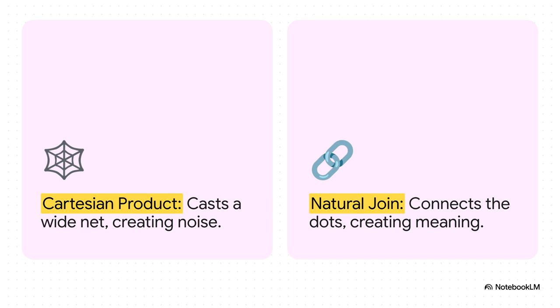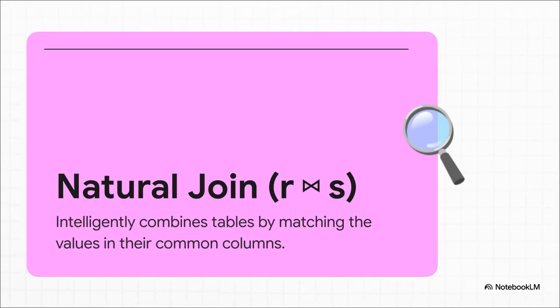It doesn't just combine things, it intelligently connects the dots to create actual meaning. And this is it, the natural join. It's the smart connection. It works by looking for columns that have the same name in both tables. In our case, that's director ID. And it only combines the rows where the values in that column are a perfect match. This is really the detective's secret weapon for making logical, meaningful connections.